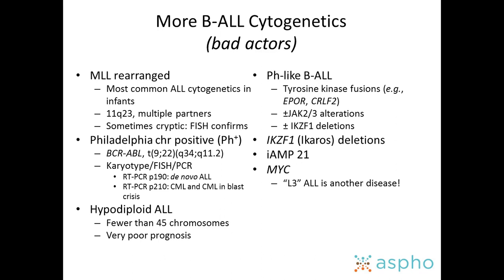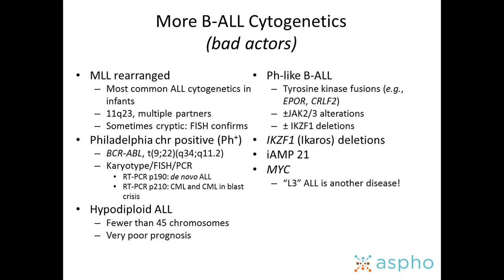Philadelphia positive BCR-ABL translocation, as you know, is increasingly prevalent in older patients. It can be detected by karyotype, FISH, or PCR. An RT-PCR that indicates a protein product of 190 kilodaltons is typical of de novo ALL, whereas a protein product of 210 kilodaltons is typical of CML and blast crisis, be it lymphoid or myeloid blast crisis.